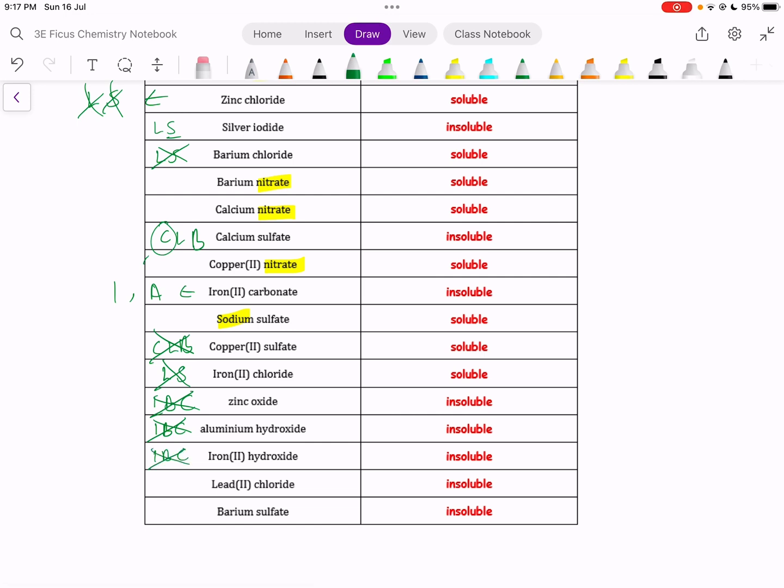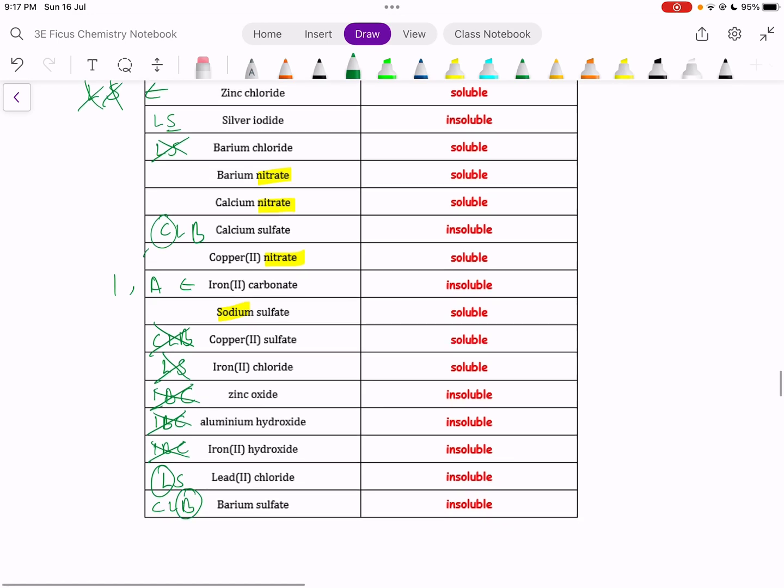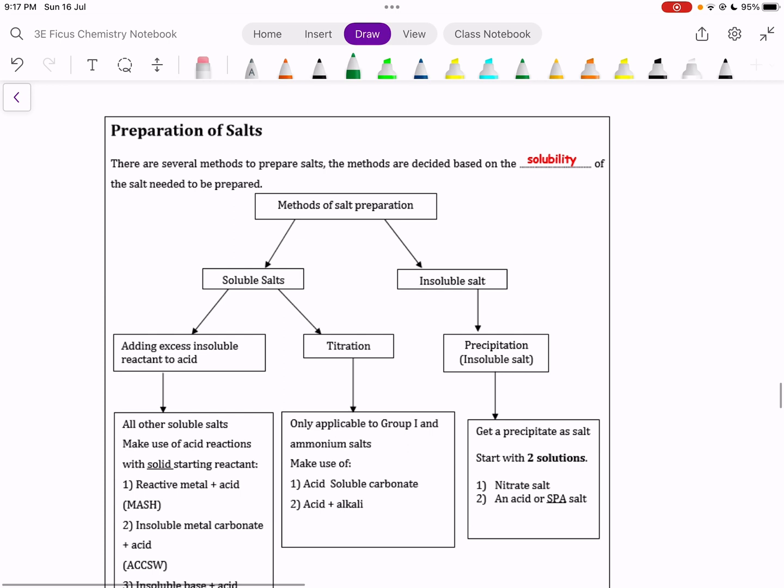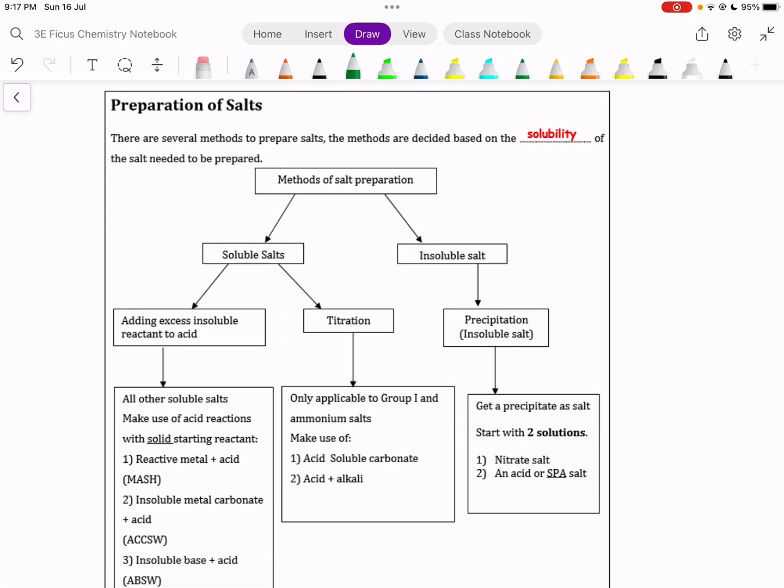Then we have the L of the LS for halide, lead, so this one is insoluble. And then I have the B of the CLB for this sulfate, so it's insoluble as well. Alright, very well. Let me look at the next one.